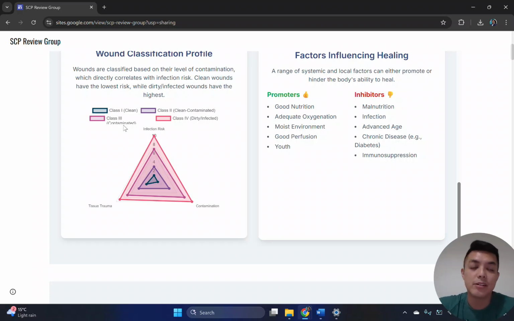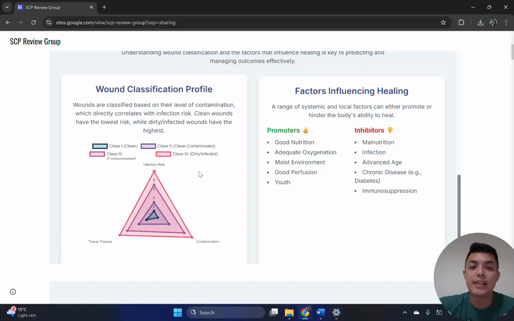So class 3 is the contaminated, your ruptured appendix. Class 2 is the unruptured appendix. Class 4, dirty or infected: infected wounds or those with external trauma that penetrated the skin or the tissue inside.